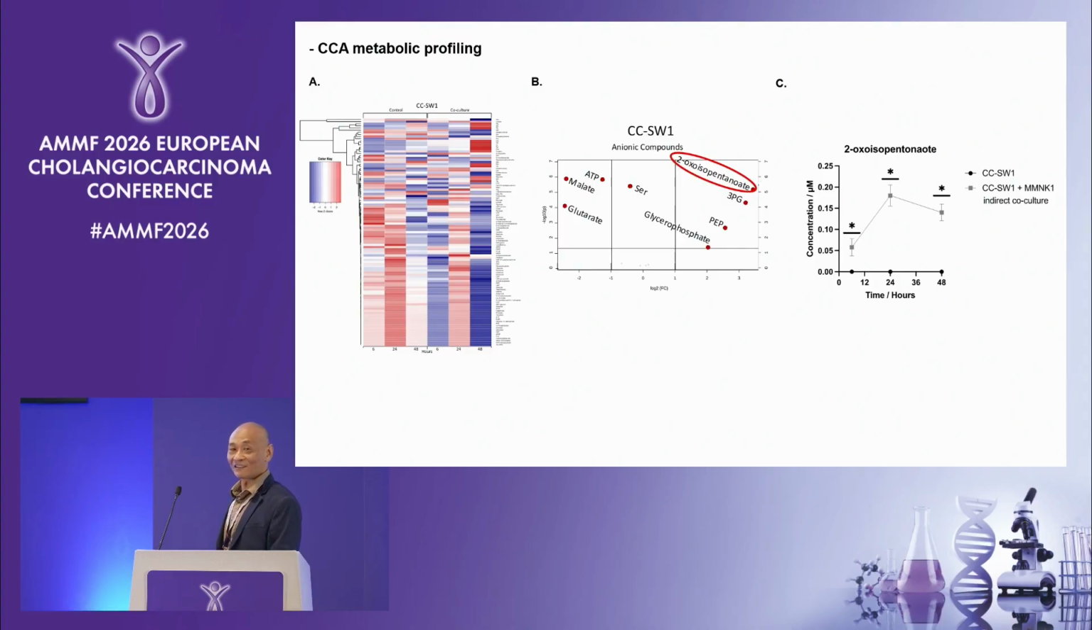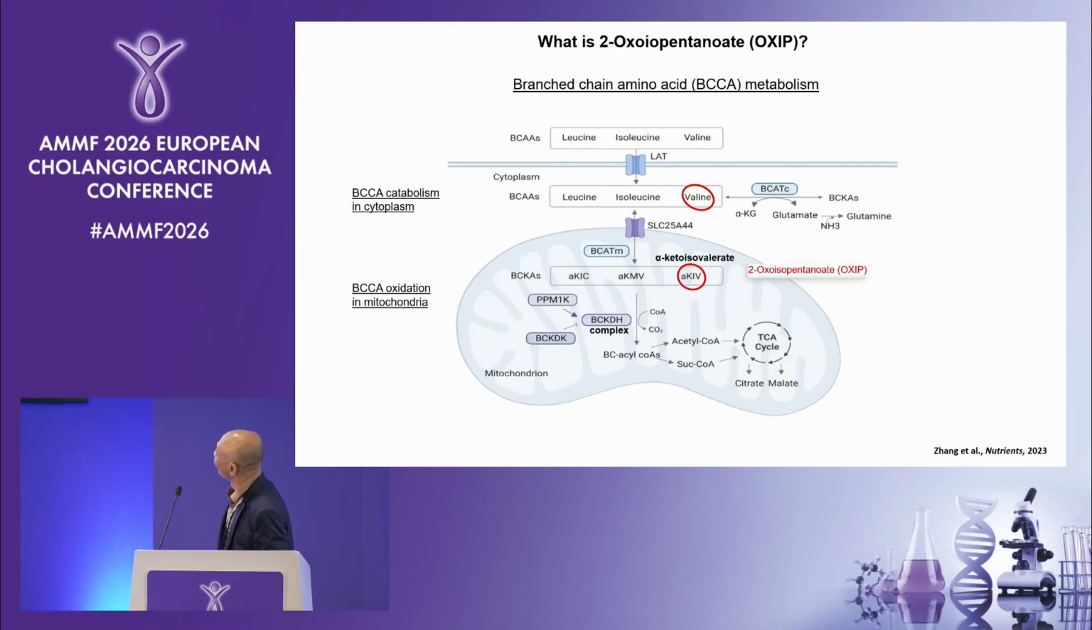And so it's rare, and it's completely unknown, along with a few glycolytic metabolites. Now here is a box plot showing the production of 2-oxoisopentanoate in co-culture compared to monoculture. So nothing over there. Therefore, the question would be, what is 2-oxoisopentanoate?